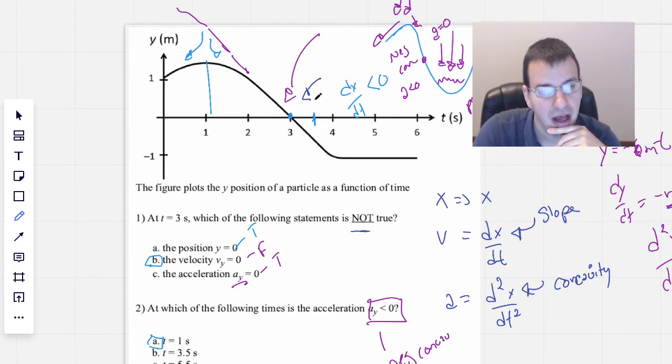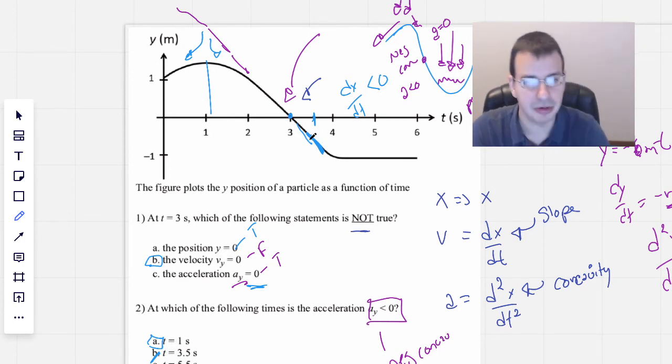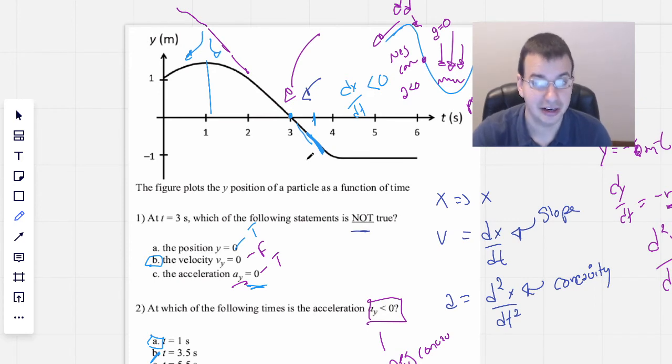3.5. That looks like it's probably a positive. This is probably actually linear at that point. So concavity is going to be probably 0, which means that 0 is not less than 0. So this one will probably not be correct. And it might actually be curving upward at that point, which would make it positive, but it's not negative.